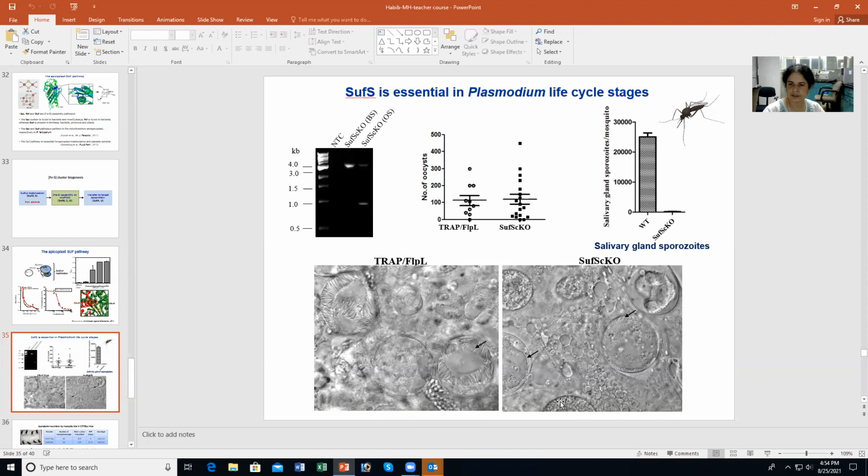But look at the SufS knockout parasites. There is no sporozoite formation. There is very retarded development of sporozoites, in extremely small numbers. The number of salivary gland sporozoites is also reduced. So basically, sporozoite development and maturation is deeply affected in the SufS knockout parasites.